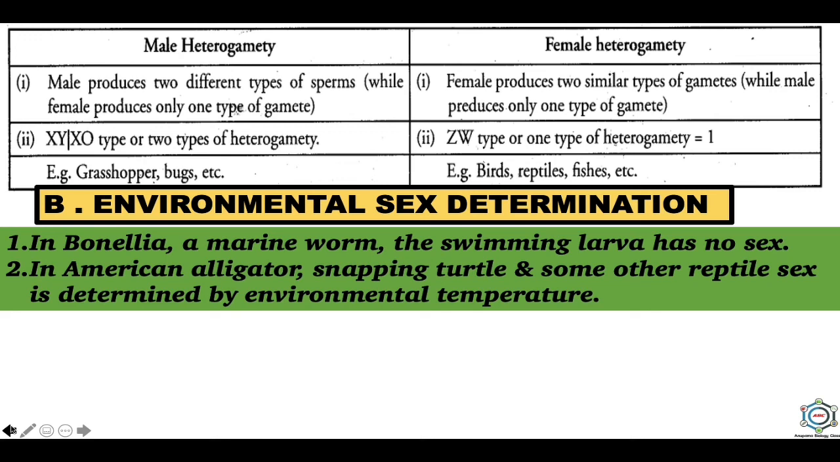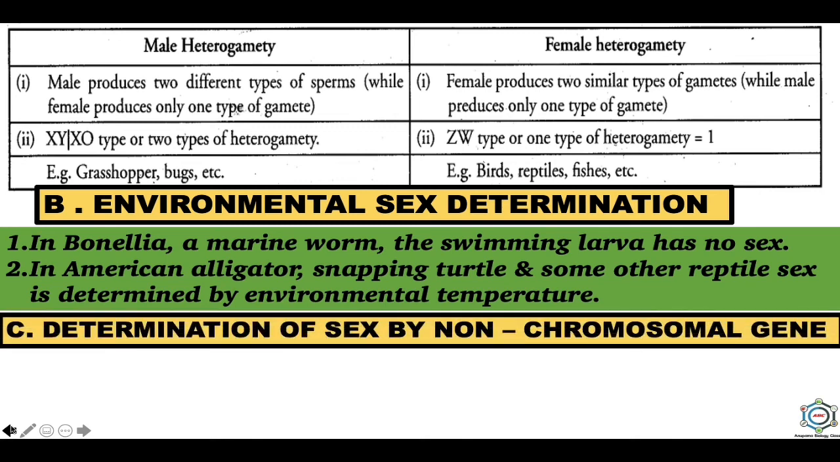While in case of the American alligator, snapping turtle and some other reptiles, sex is determined by the environmental temperature. In turtles, a temperature below 28 degrees centigrade produces more males. Above 33 degrees centigrade produces more females, and between 28 to 33 degrees centigrade produces males and females in equal proportion. So this shows environmental sex determination.